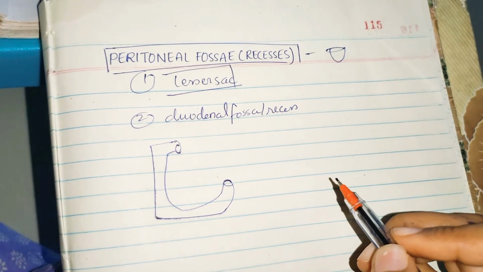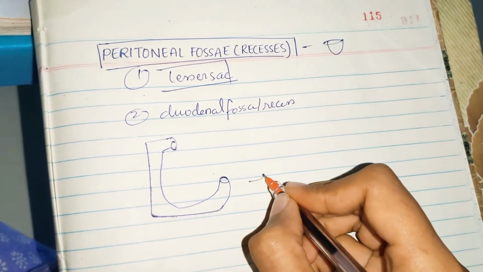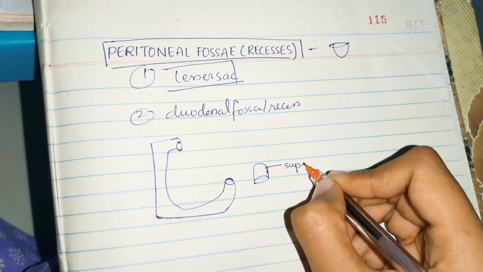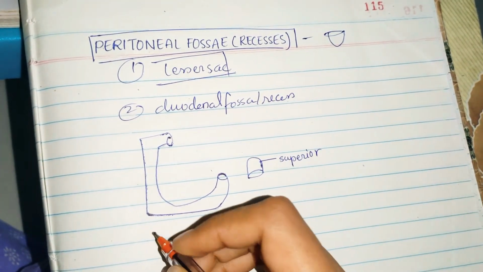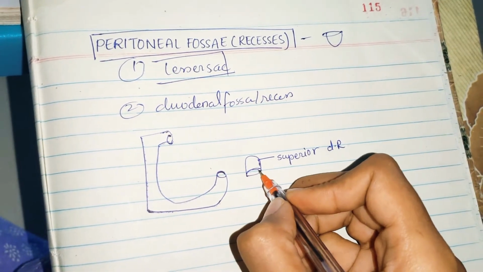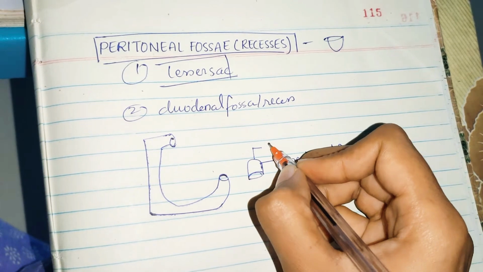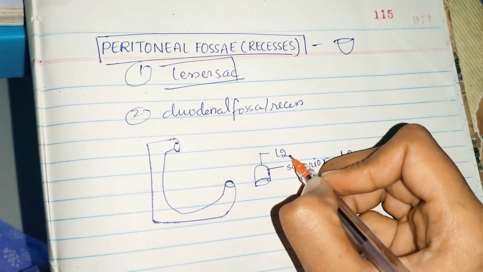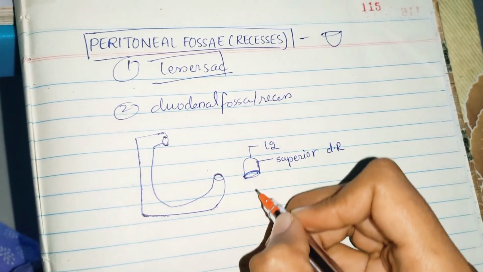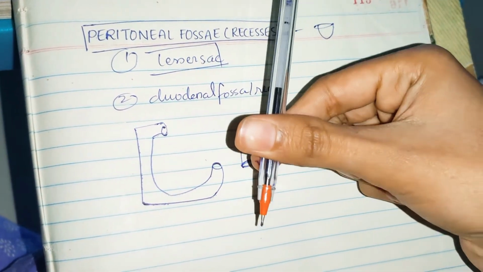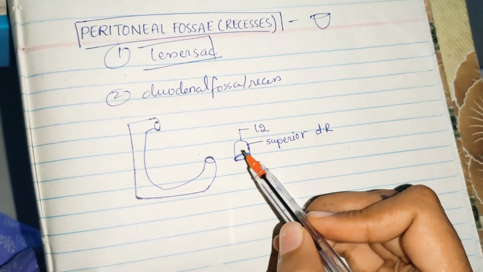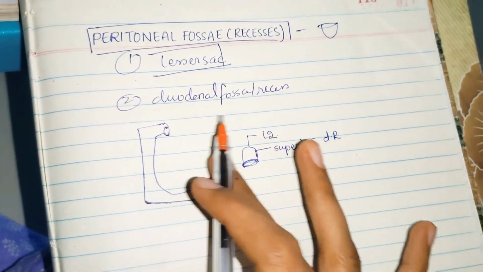in the duodenum, the first recess is called the superior duodenal recess. If you see the superior duodenal recess, it is located at the level of L2. Its orifice, or opening, is downwards. The orifice is nothing but the opening of this pocket. So these are pocket-like structures near the duodenum.